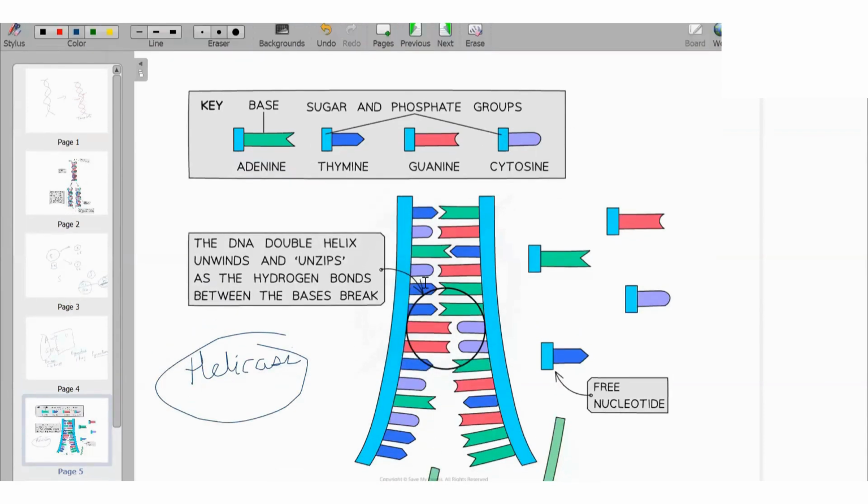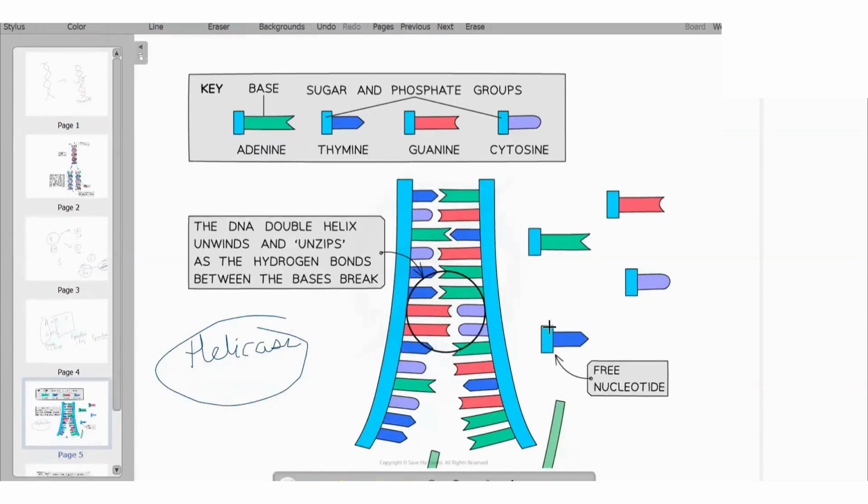Helicase is going to break the bonds. It is going to unwind the DNA between the anti-parallel nucleotides. You understand the 3 prime, 5 prime? Can you explain it? Because I think I forgot.